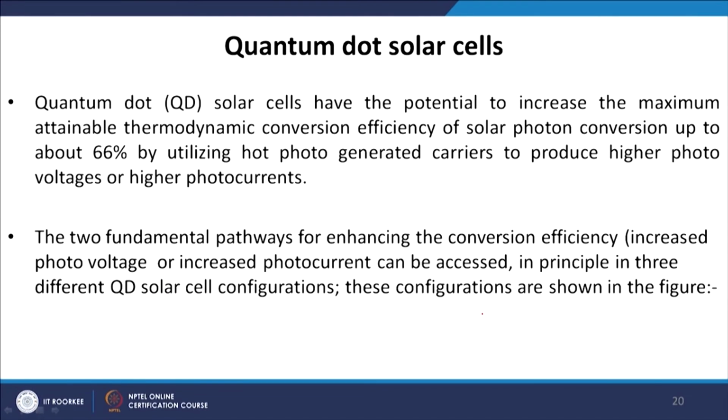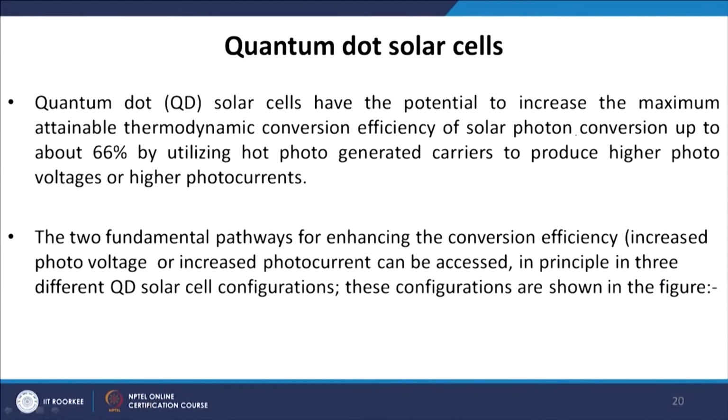Quantum dot solar cells have the potential to increase the maximum attainable thermodynamic conversion efficiency of solar photon conversion up to about 66% by utilizing hot photogenerated carriers to produce high photovoltage or high photocurrents. Now in a single crystal silicon solar cell, there is a thermodynamic limit called the Shockley-Queisser limit, and according to the Shockley-Queisser limit there is a particular limit of the efficiency we can get from a single junction solar cell.